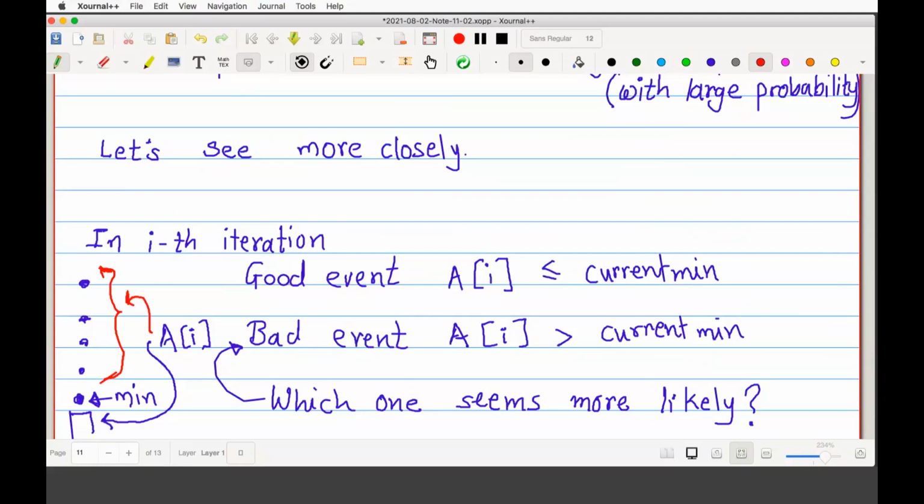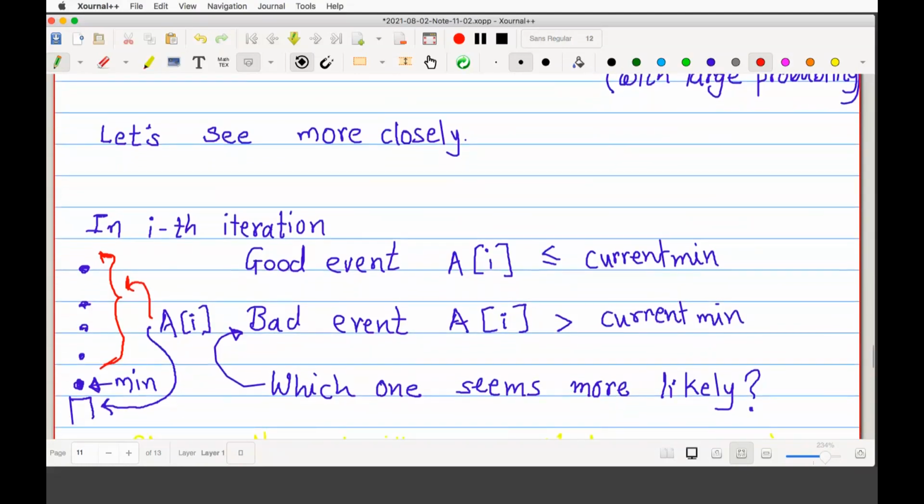Sir, could you repeat this once again? Okay, so is it clear what is a good event and what is a bad event? No, sir. That's a doubt. Yeah. So now what we are saying is that a good event is when Ai falls below the current minimum, right?